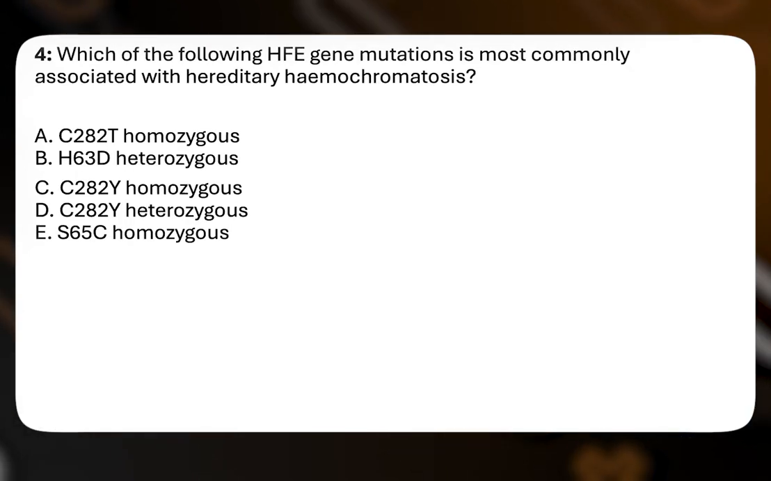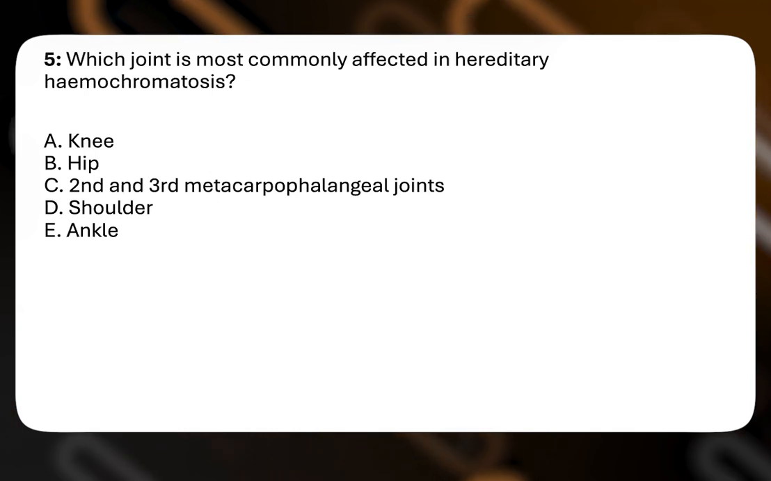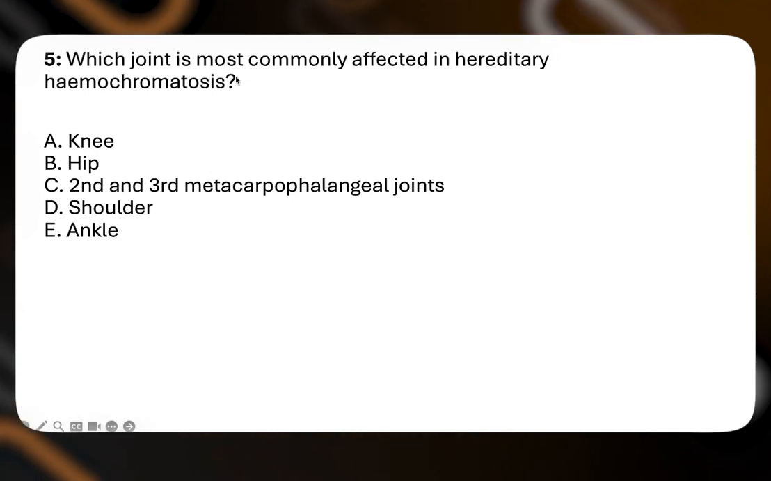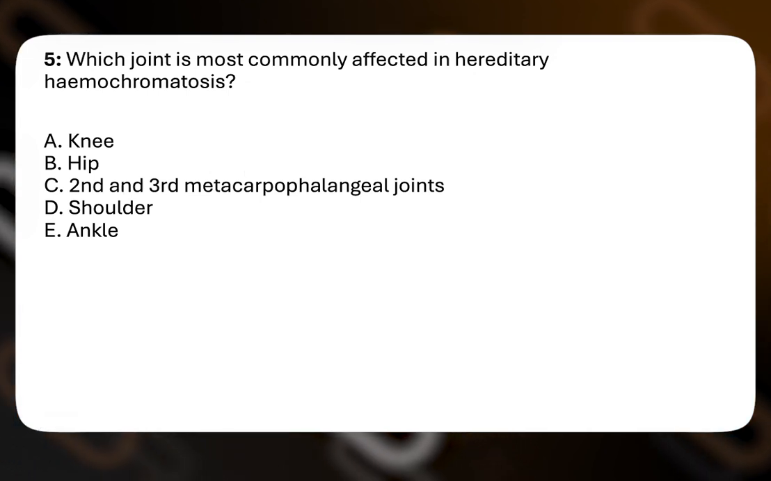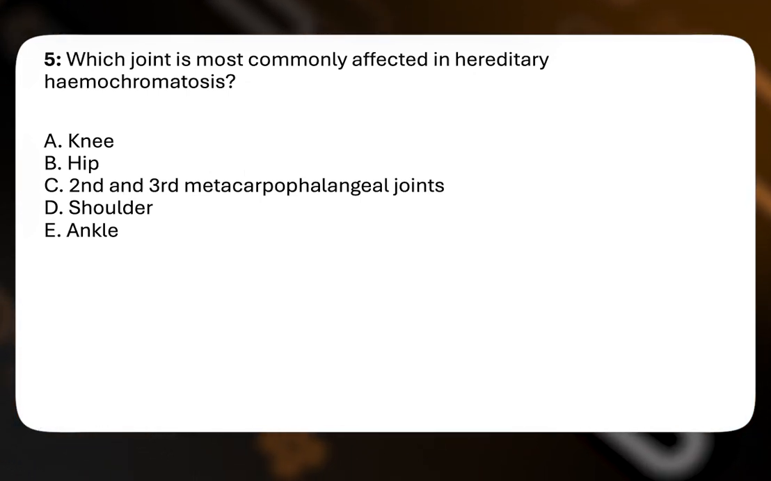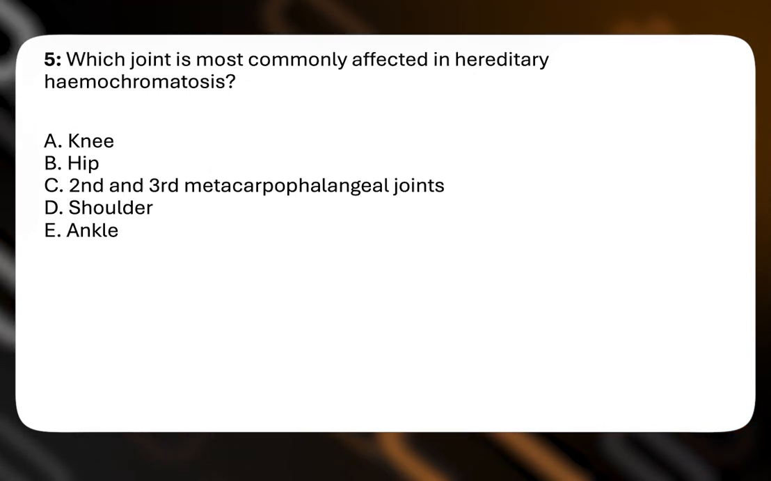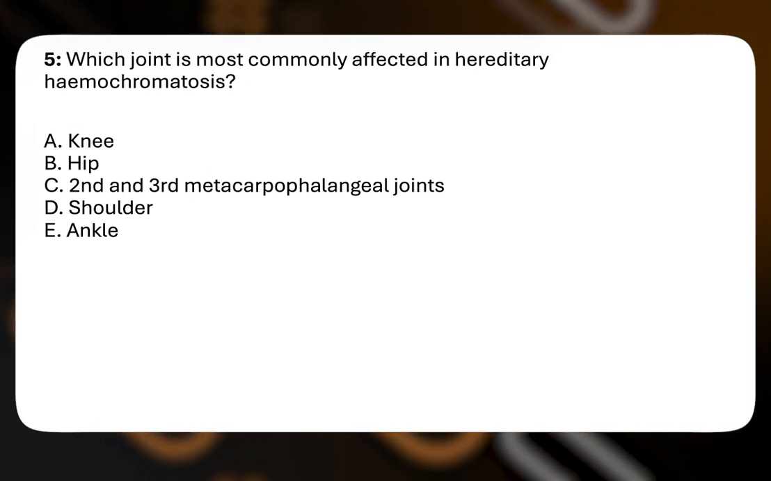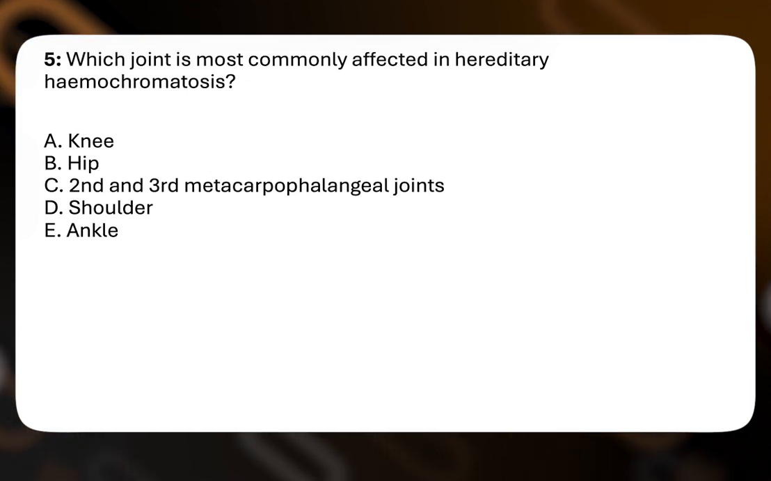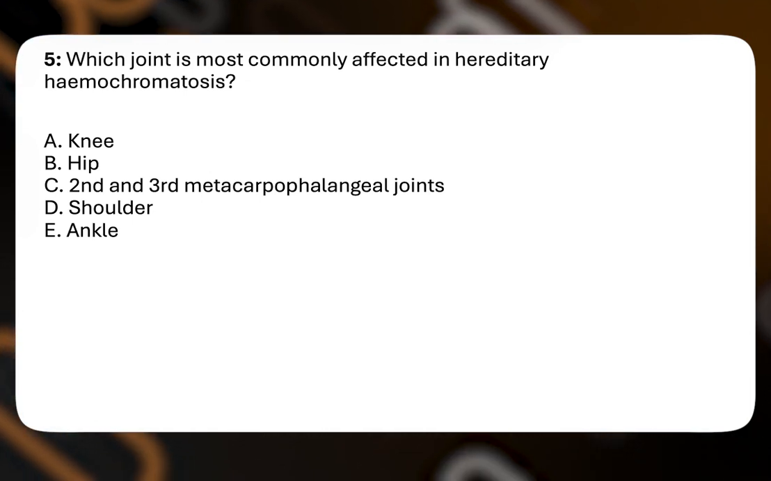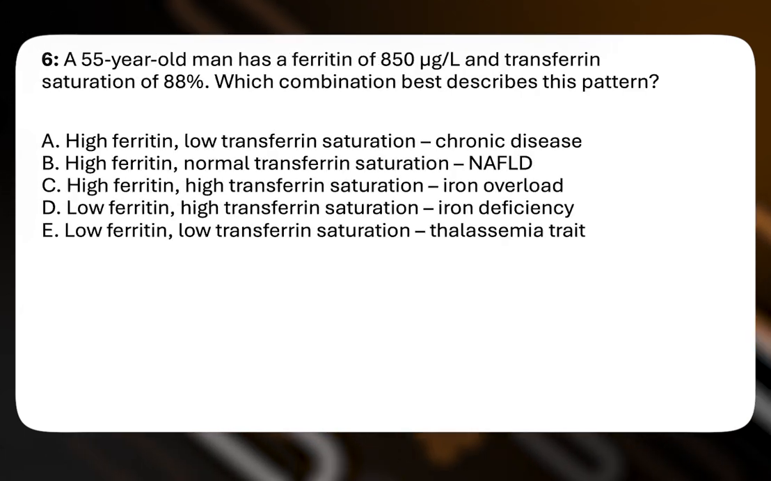This is straightforward. I think we discussed already before somebody answered. Which joint is commonly involved? The second and third metacarpophalangeal joints. Somebody has said knee, but knee is common in Wilson's, not in hemochromatosis. So the second and third metacarpophalangeal joints are very commonly involved, although we don't know the mechanism and the predilection for the second and third metacarpophalangeal joints.